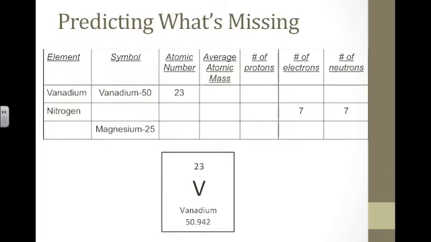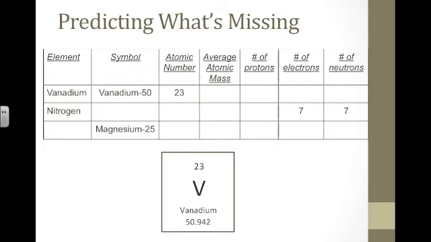We can use all this information to fill out charts just like the ones we did for regular atoms. For this first example, I put the box from the periodic table at the bottom of the page so we can refer to it. I have vanadium, and we're given that it's vanadium-50. So that's telling me what isotope it is. If I want to find out the number of neutrons, for example, then I have to do a little bit of math.